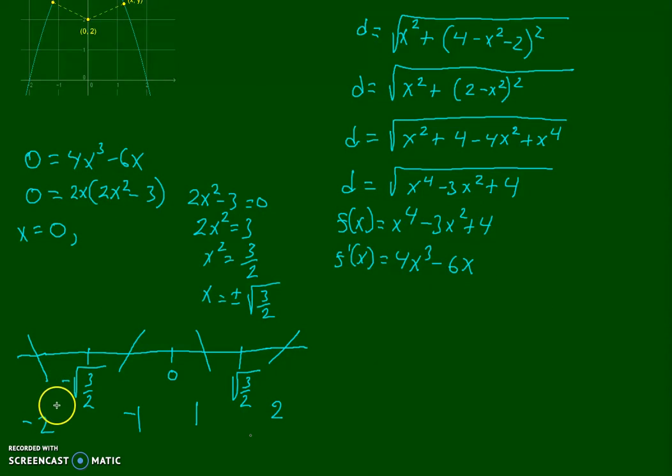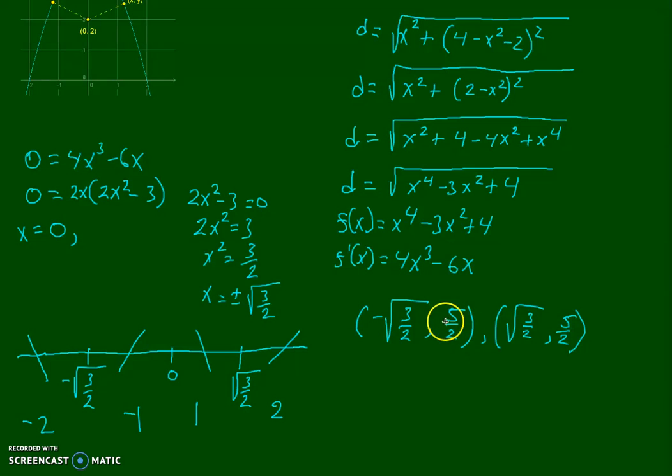When we evaluate our first derivative at -2, it's negative. At -1, it's positive. At 1, it's negative. And at 2, it's positive. So we know that our minimums occur at negative square root of 3 over 2 and at square root of 3 over 2. So our minimum points are (negative square root of 3 over 2, 5 halves) and (square root of 3 over 2, 5 halves).